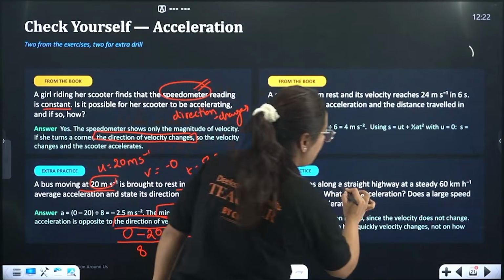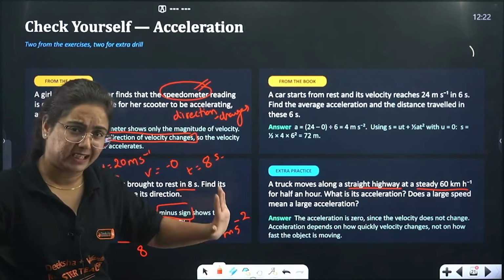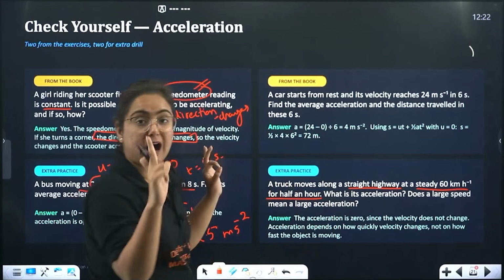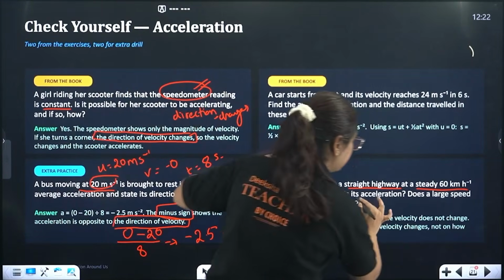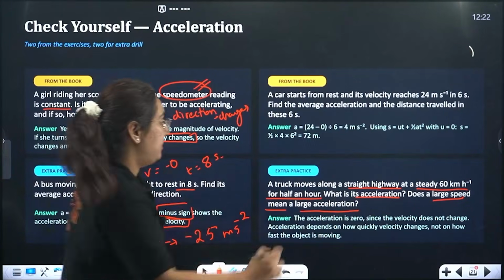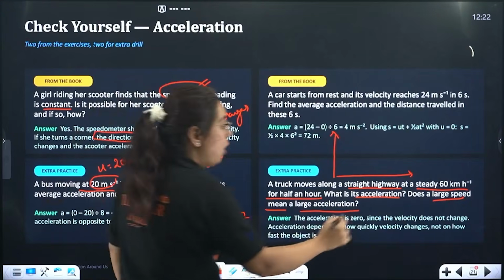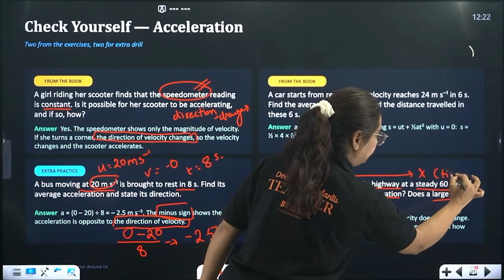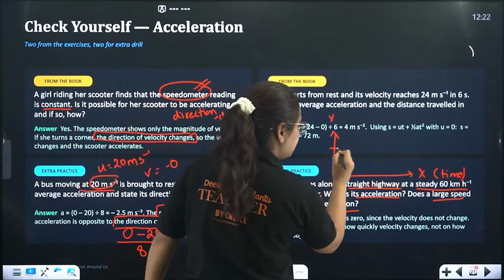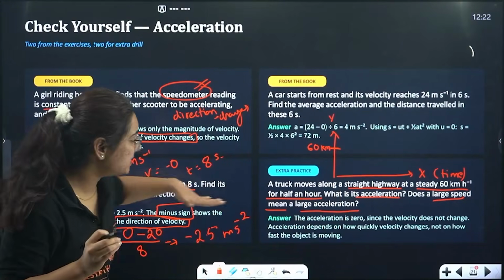A truck moves along a straight highway at a steady 60 km per hour, steady, there is no change in speed, for half an hour. What is the acceleration? Does a large speed mean a large acceleration? Beta, pay attention. Let me clear this to you with the help of a graph. On the x-axis, we will plot time, and on the y-axis, we will plot the speed. So this is the speed, 60 km per hour, which is covered by the truck constantly for half an hour.